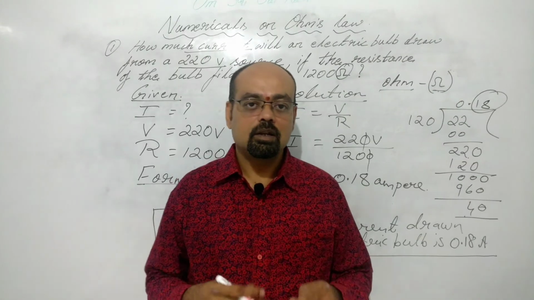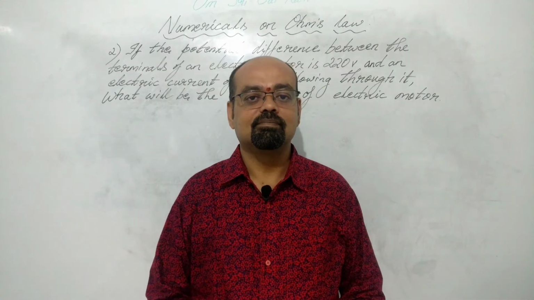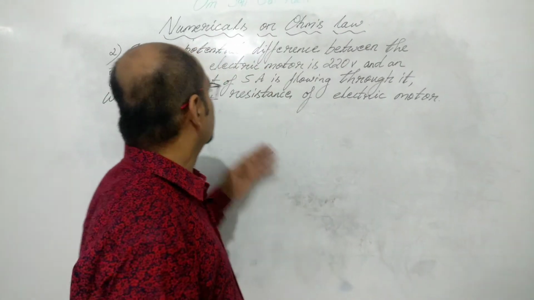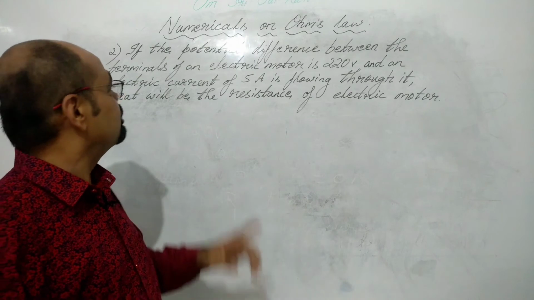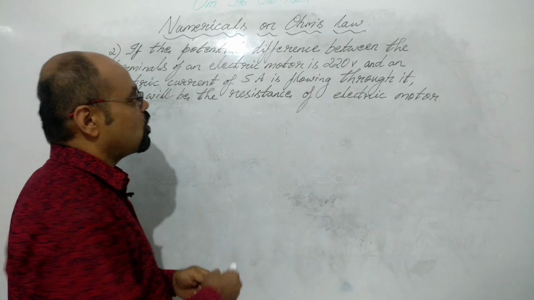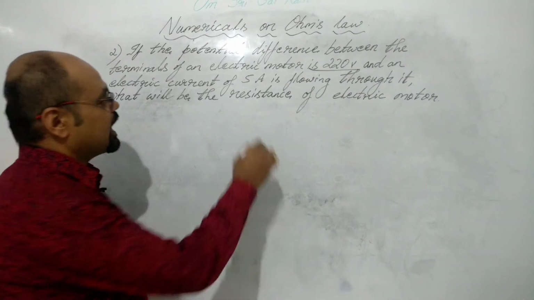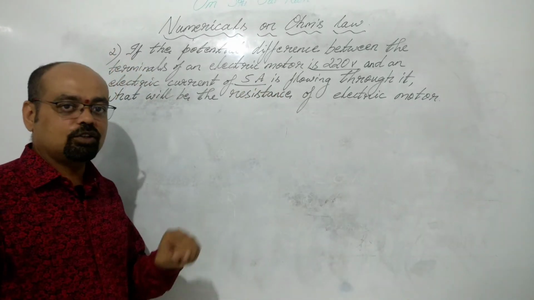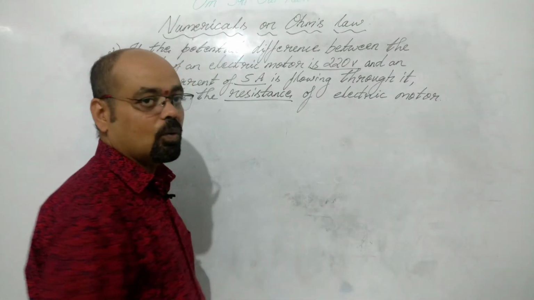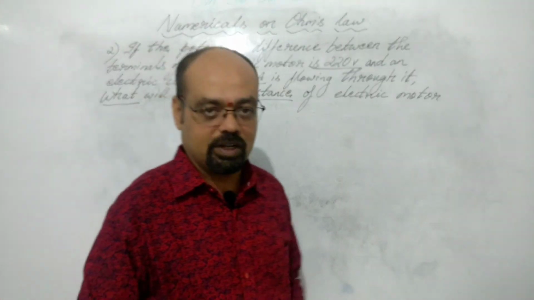Okay, my children. Now let's move on to the second numerical. Moving on to the second sum, my dear students. If the potential difference between the terminals of an electric motor is 220 volts and an electric current of 5 amps is flowing through it, what will be the resistance? What will be the resistance of the electric motor?